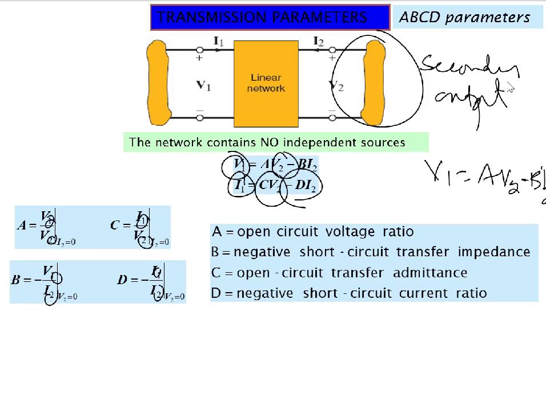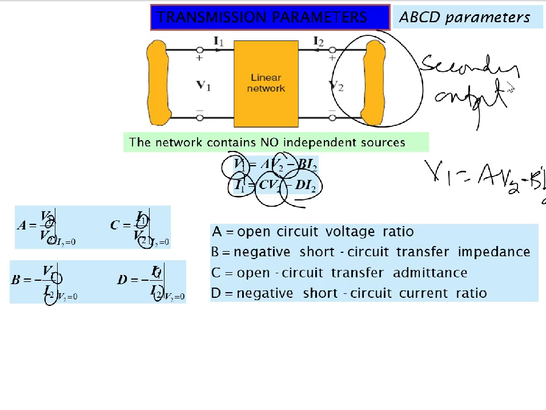The B is termed as the short circuit transfer impedance. Short circuit because V2 is 0, so that's why we call it short circuit. And it is V by I, so V by I is R or Z, so it is impedance.